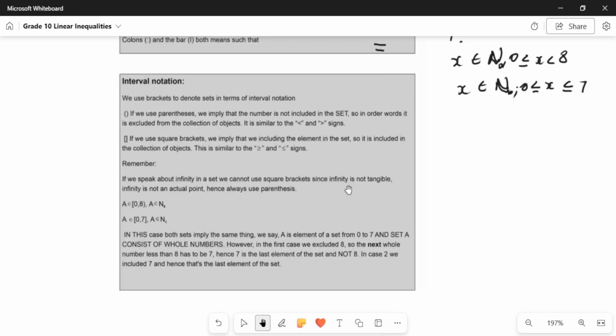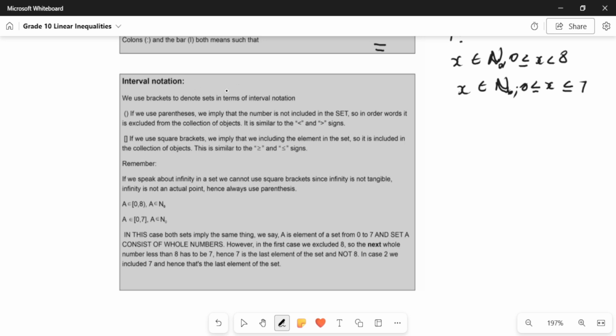Okay, now let's talk about interval notation. We use brackets to denote sets in terms of interval notation. Right, let me repeat that. We use brackets to denote sets in terms of interval notation. So the correct word that we're supposed to use is grouping symbols. And which two types of grouping symbols do we use? We use the parentheses or the square brackets.